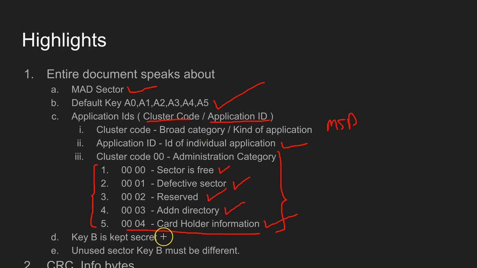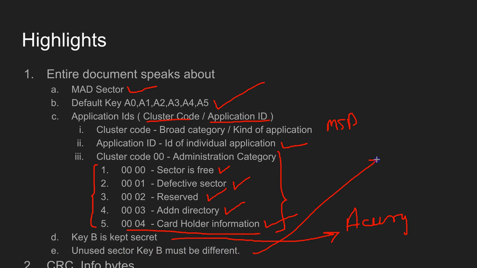Through the documentation, there is a mention about key B, and it's also said that key B must be kept secret, whereas key A is known to the public. So any changes you want to make to the sectors have to be done using key B. And in order to achieve this, you must have the correct access rights or access bytes for each sector. And the documentation also says the unused sectors must have a different or unique key B.